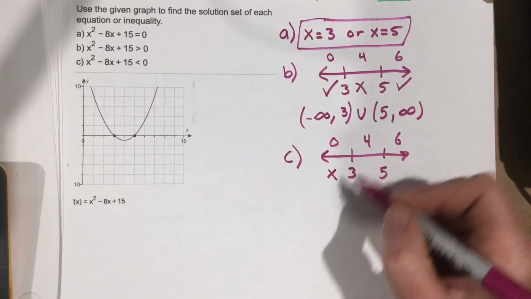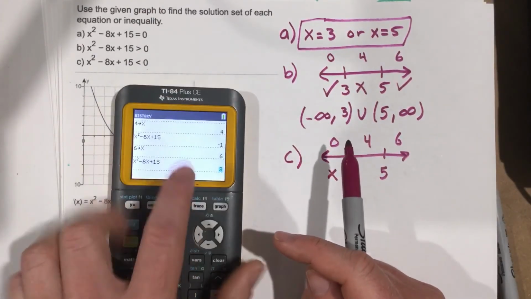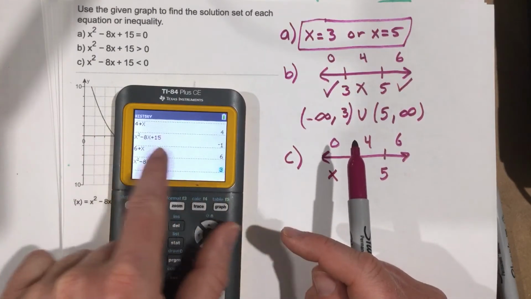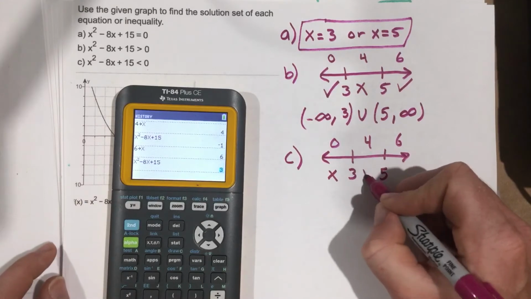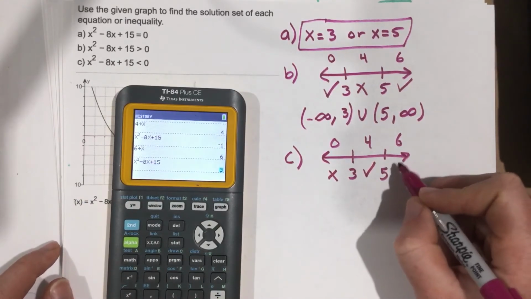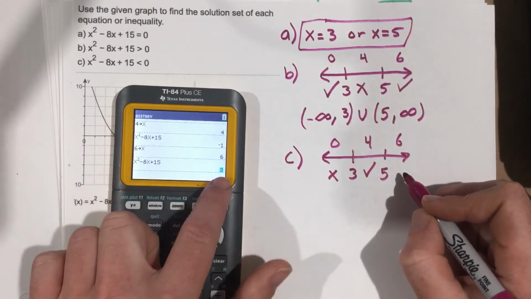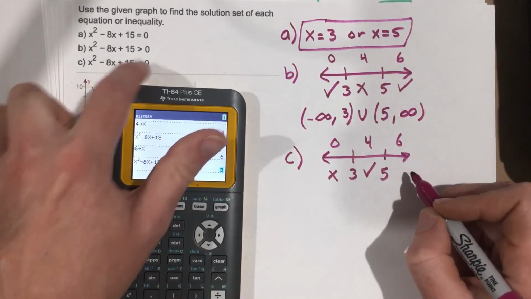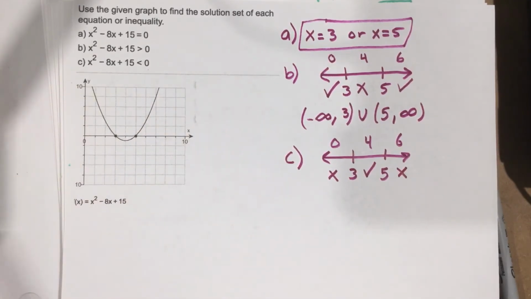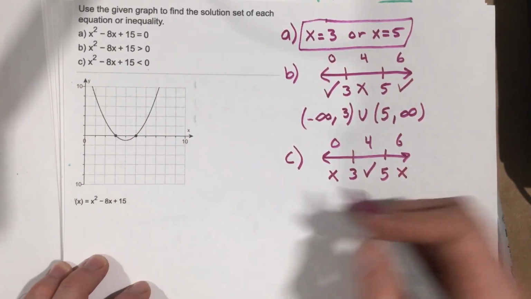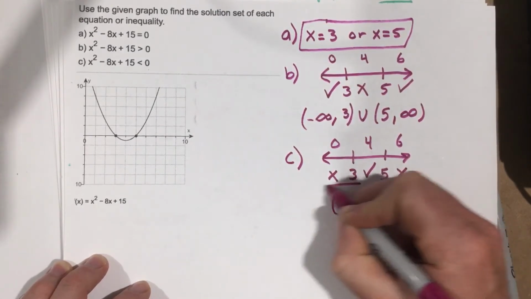No. When I plug in a 4, you can see it here. I plugged in a 4, stored as x, and I got negative 1. Is negative 1 less than 0? Certainly. And then finally, I plug in 6, and 6 did not work because I got 3, and 3 is not less than 0, so it does not work for this situation. So our solutions are going to lie in between 3 and 5. So we can write that as (3, 5) for the solutions there.